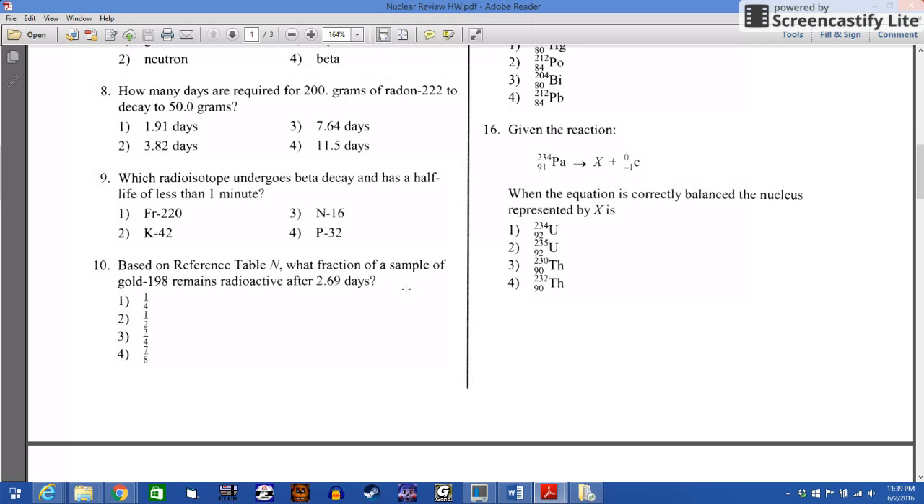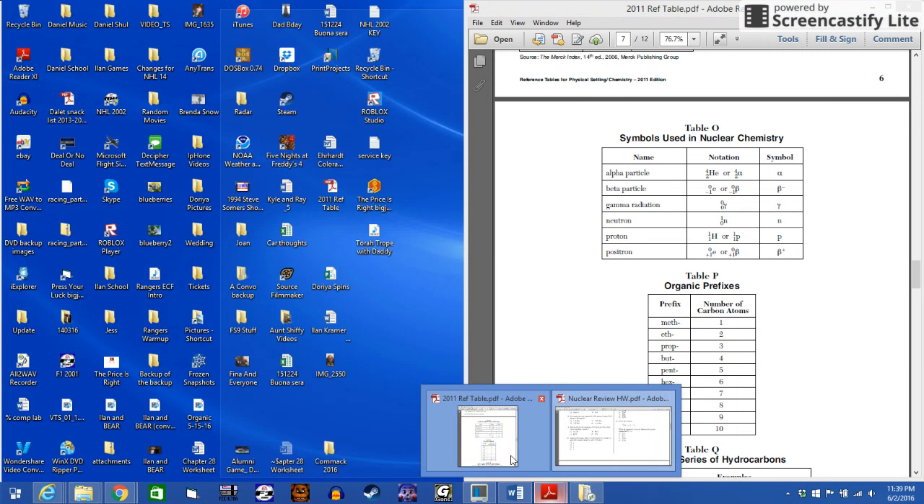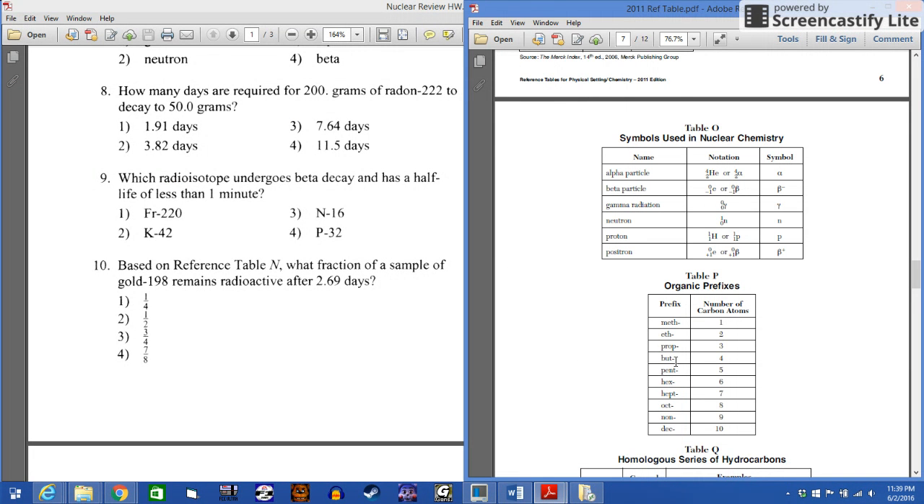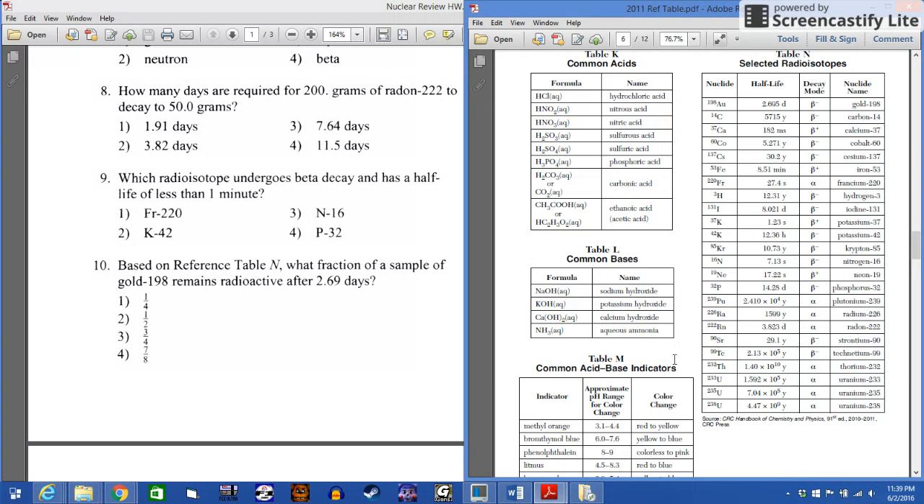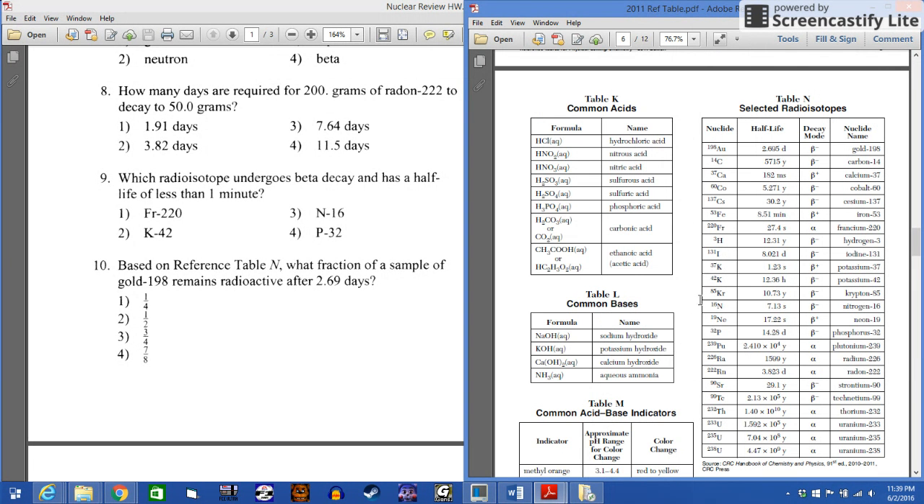Once again, no half-lives for 200. 1 half-life gets me to 100. Second half-life gets me to 50. It's 2 half-lives. Now I have to look at Table N and see what the half-life is of radon-222. Radon-222, 3.823 days. Let's multiply that by 2 half-lives, we said, so that's 7.646. There we are. Choice 3.